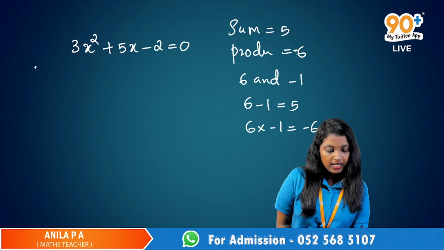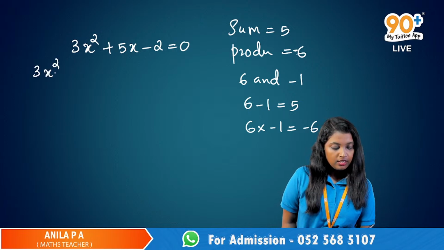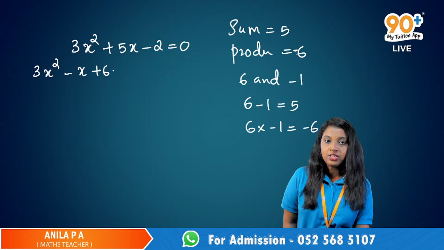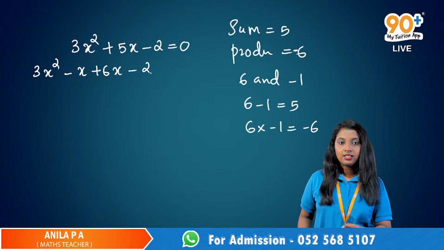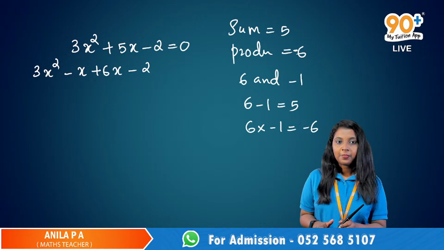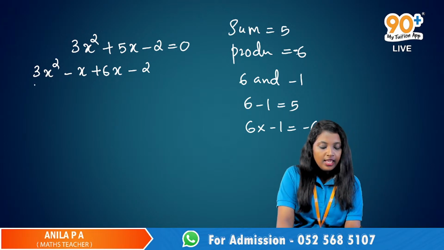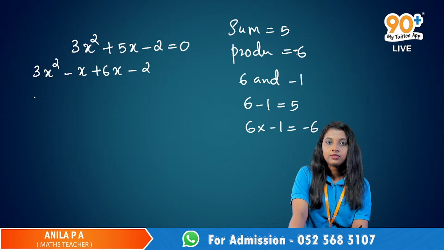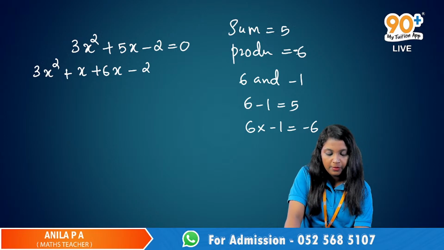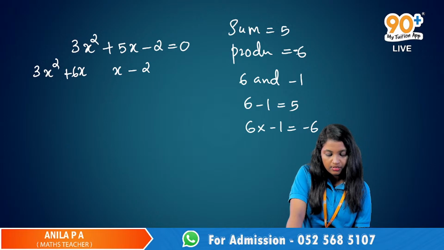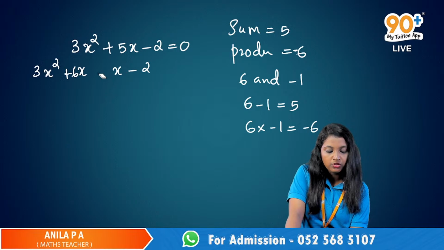So we can write it as 3x square plus 6x minus x minus 2. Yeah, this one is fine. And what is common in the first two terms? 3 and x is common, so 3x.